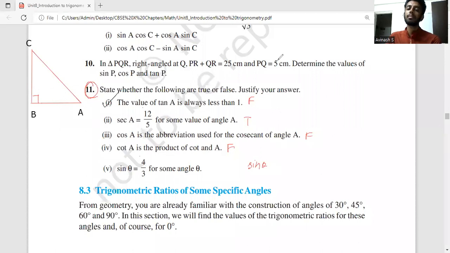So except for the second subdivision, all others are false. So this finishes exercise 8.1. With this, we get it done. So let's get into the next exercise.